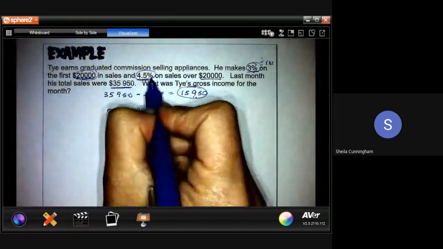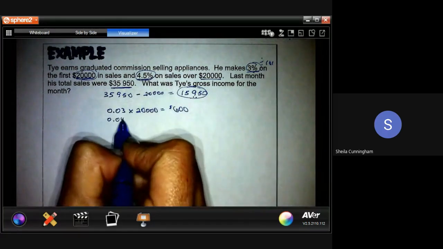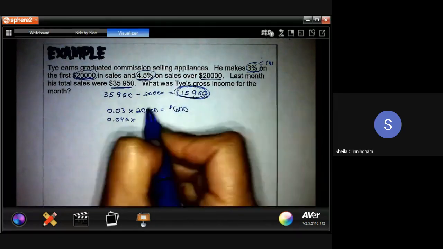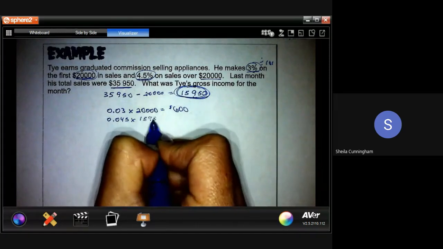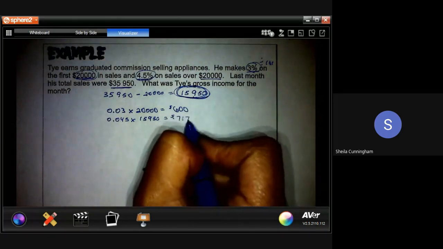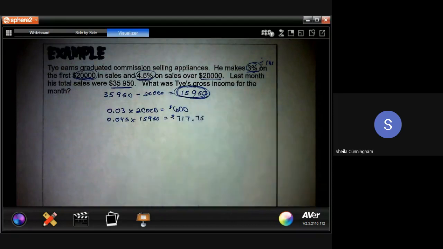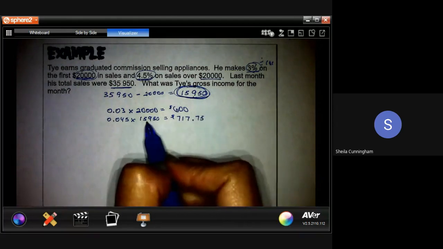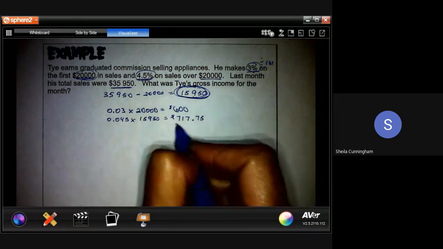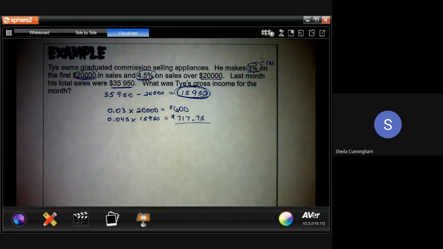Now his commission rate went up. So now it's going to be 0.045 times the extra additional over the 20,000, which is the 15,950. So we're going to take the 15,950 and we're going to times it by 0.045, and he makes $717.75 on that last bit over the 20,000. So interesting when you look at it, he didn't sell as much as the 20,000 in the first shot, but he's making a higher commission rate on it. So that's why he's getting more money in the end out of that second part.